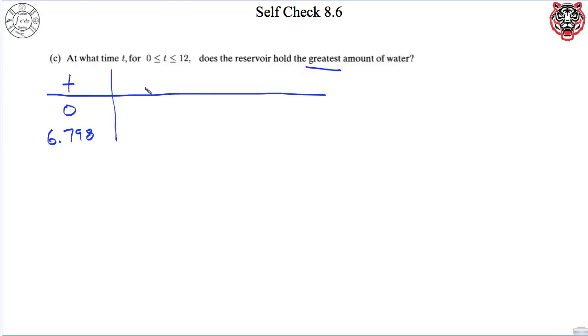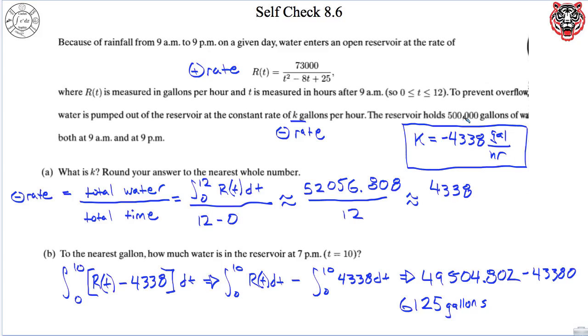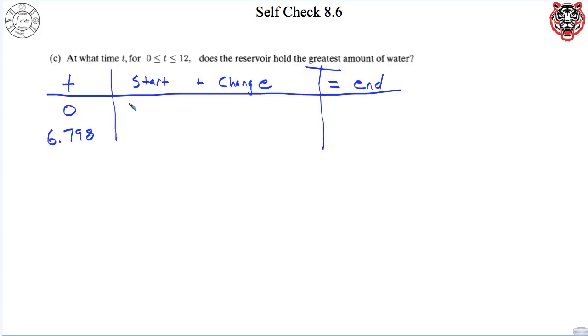So again, this is going to be start plus change, and that will equal the end. All right, the start, they say in the problem, is 500,000. 500,000. And this is going to be the integral between 0 and 0, it doesn't really matter because it's integral from 0 to 0. We know that this is 500,000.